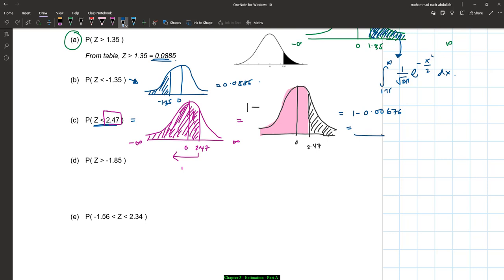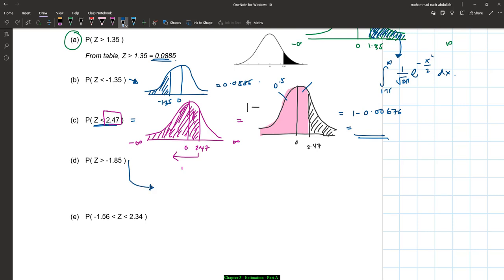Right, so you can calculate the value. And of course, the value should be more than 0.5. Logically, dekat sini 0.5, dekat sini 0.5 dah, dia akan ambil sikit lagi ke sini. So, it should be more than 0.5. Right. So, this is the value.